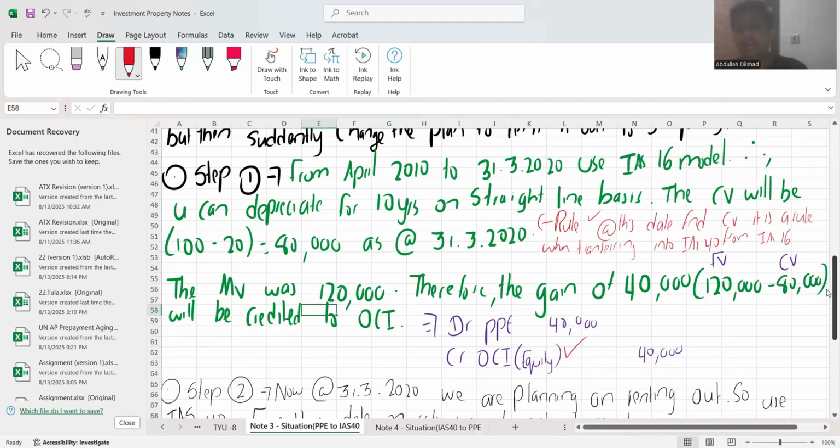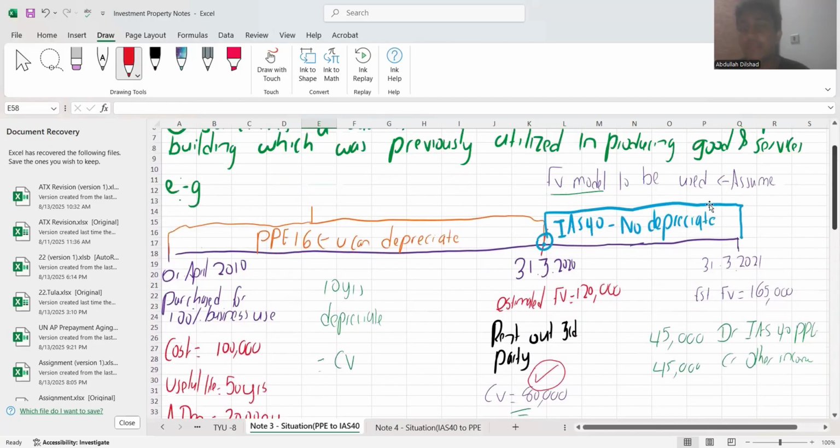Until here, it is IAS 16 for y'all. Okay. Now, we are left with the final part, which is 31st March 2020 to 31st March 2021.